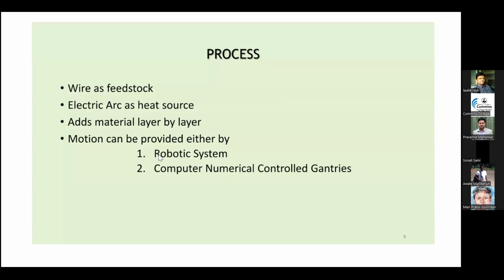Now, how is the motion provided? Either we can use a robot for depositing the material, or we can convert our existing CNC machine, like a vertical CNC machine, for depositing the material, because there you also get motion in three different directions, X, Y, Z. For research purposes, you can modify your existing CNC machine for depositing the material. And if you have a robotic system in your institute, you can use that system for depositing the material.